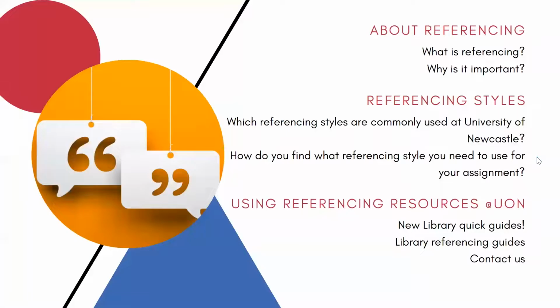As far as the referencing content of today's session, what we're going to be looking at is touching on what referencing is, why it's really important, what the different referencing styles are that are used at the university. So there are a lot of them and they're sort of used for different disciplines. How do you go about finding what referencing style you need to use for your assignment? And then lastly, and the bulk of this session will actually be about the referencing resources that we have here at the University of Newcastle.